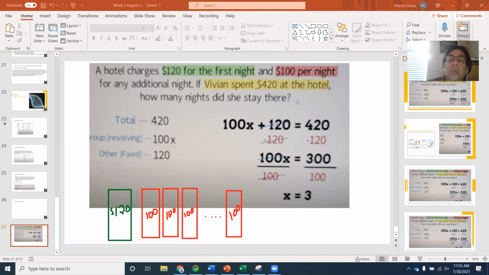But what we do know is that Vivian will spend $420. Now, the question is, how many nights? Well, that is what we called X. X is the number of nights.